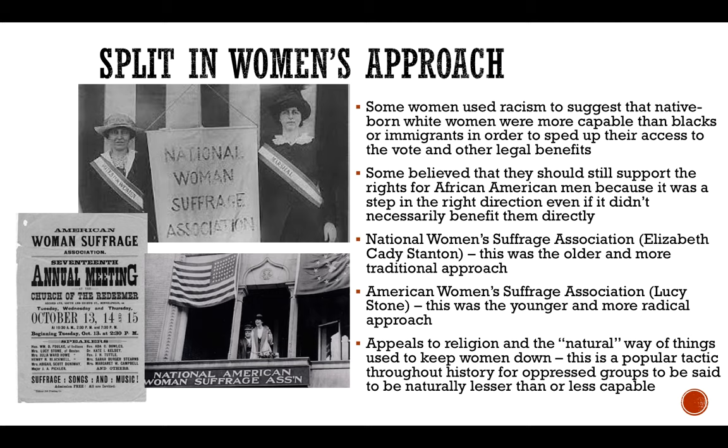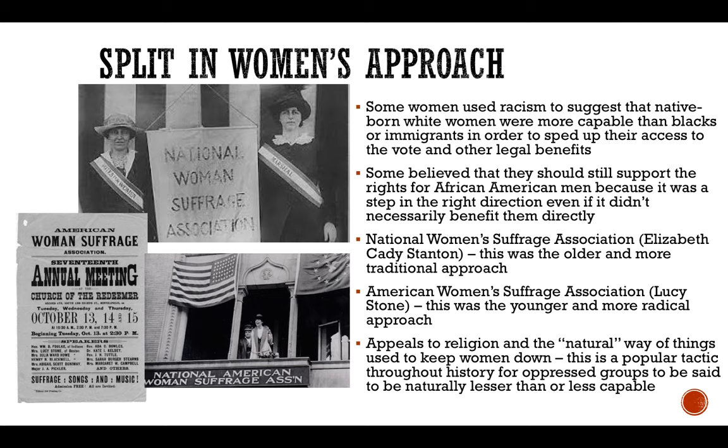There were two major groups that women were involved in, and they were the National Women's Suffrage Association, led by Elizabeth Cady Stanton, and this was the older and more traditional approach to women's rights. And there was also the American Women's Suffrage Association. So there's the national and the American. The American one is led by Lucy Stone, and this was the younger and more radical approach to women's rights.